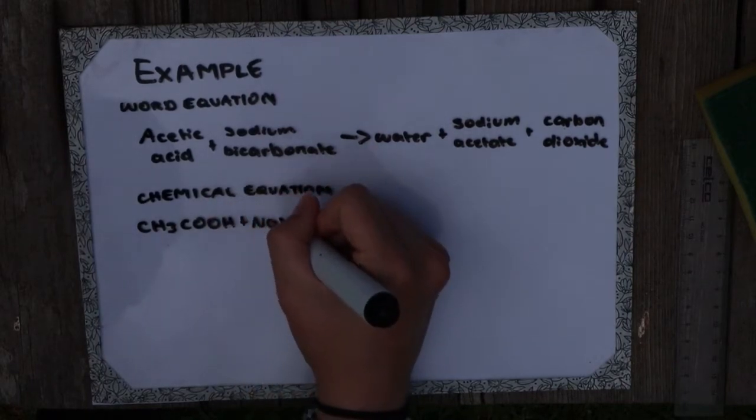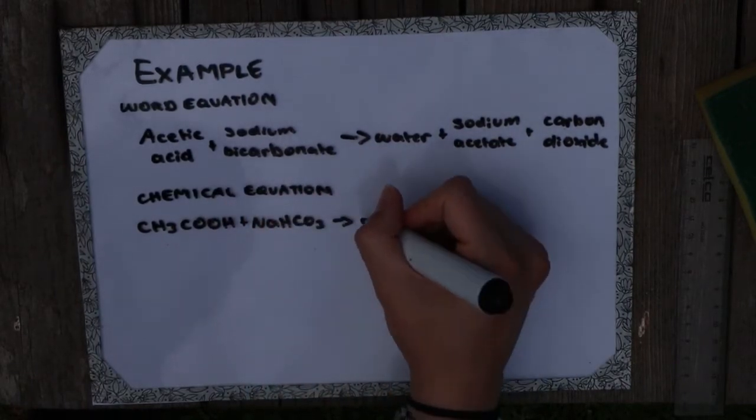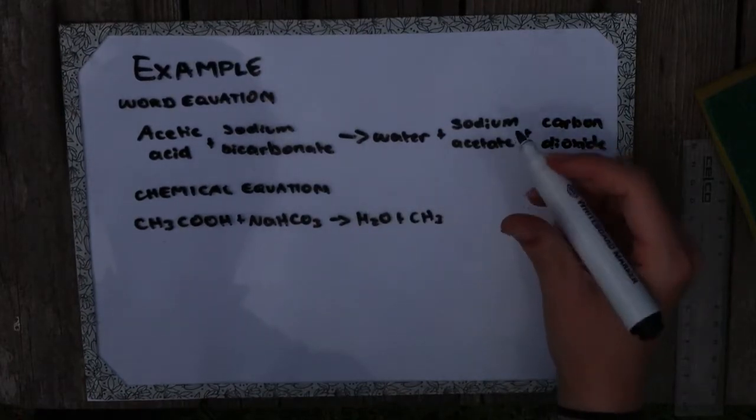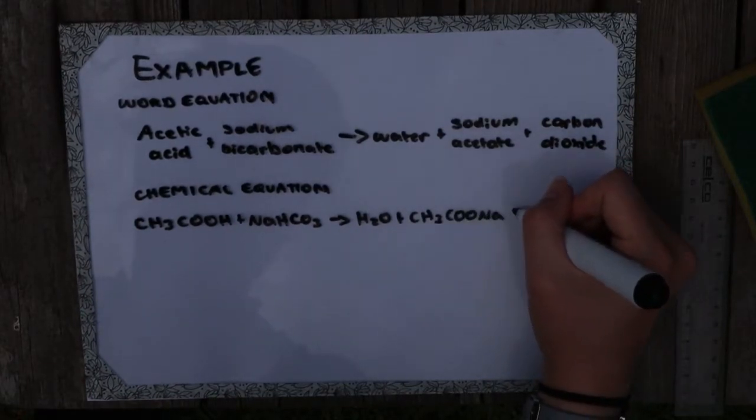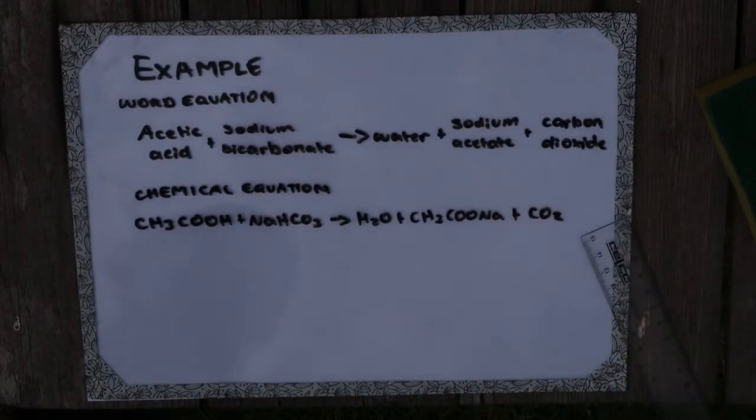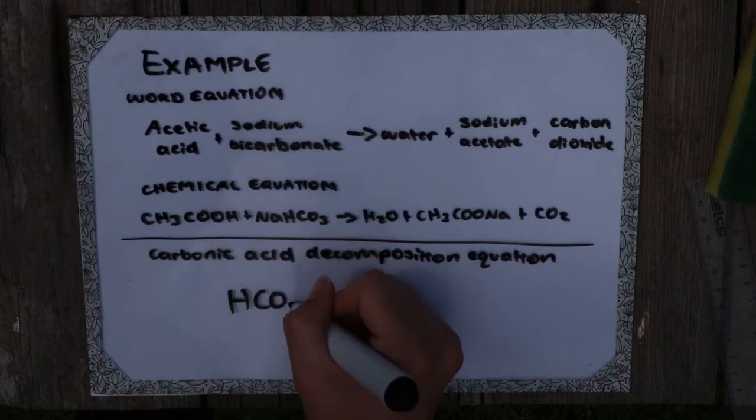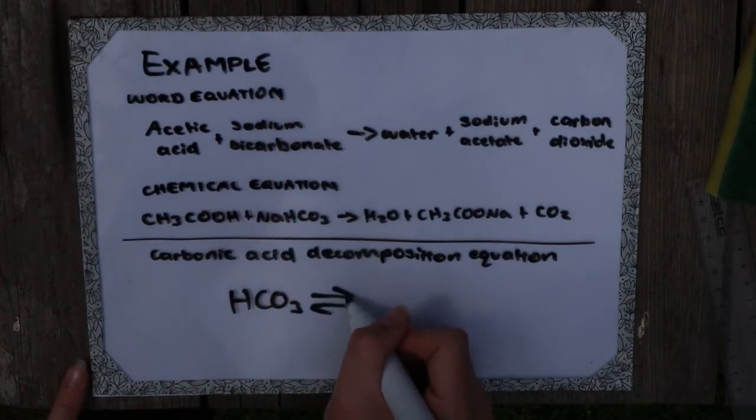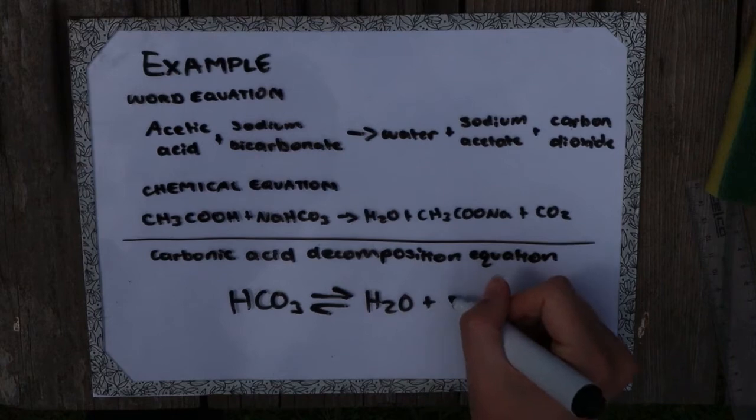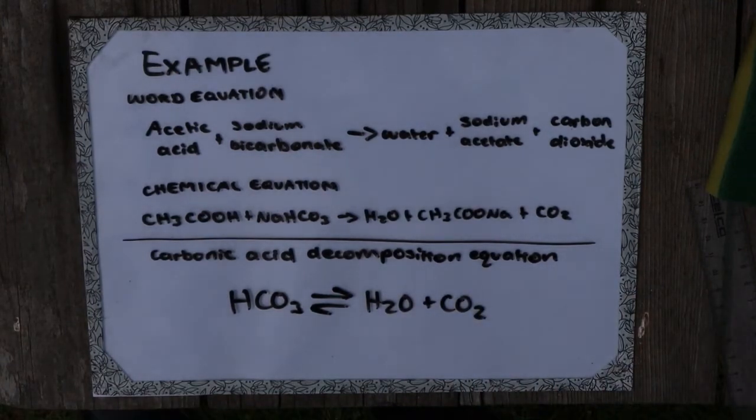CH3COOH plus NaHCO3 becomes CH3COONa plus H2O plus CO2. In reality, this equation looks quite different. The acetic acid and sodium bicarbonate react together to form sodium acetate and carbonic acid, H2CO3. However, carbonic acid is highly unstable and very quickly decomposes to form water and carbon dioxide gas.